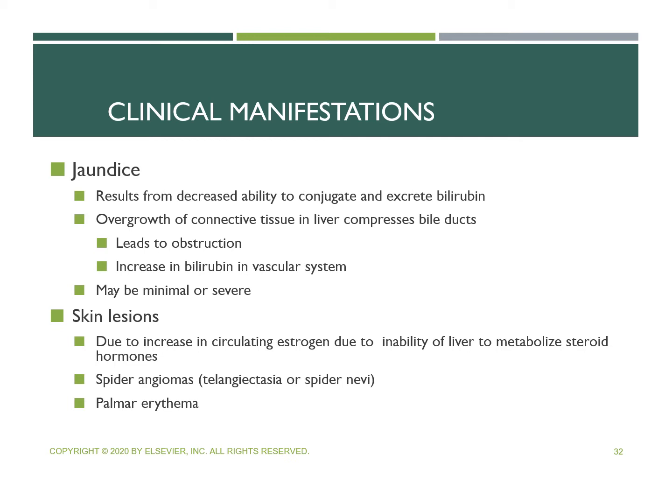So the patient is going to be jaundiced, and this results from a decreased ability to conjugate and excrete bilirubin. The connective tissue can become overgrown in the liver, and it compresses the bile ducts, which can lead to an obstruction and increase in bilirubin in the vascular system. It could be minimal to severe. You would want to draw bilirubin levels and assess that patient for jaundice.